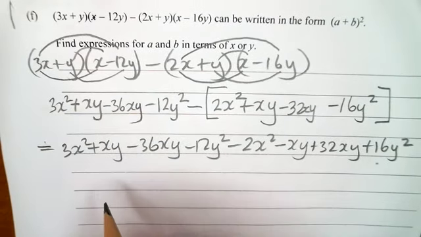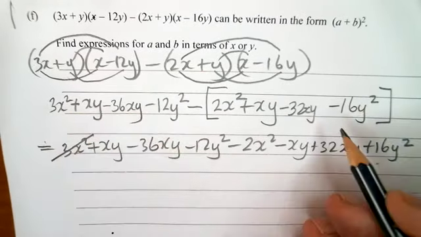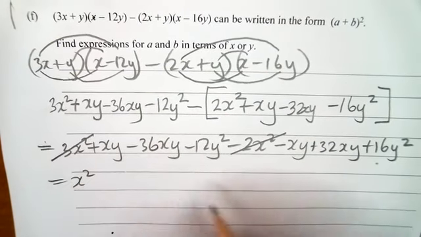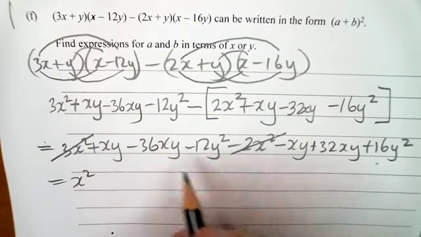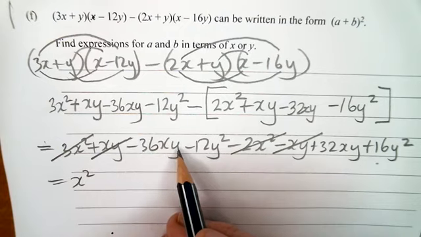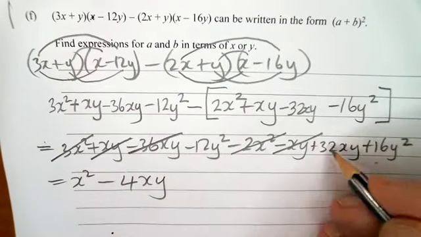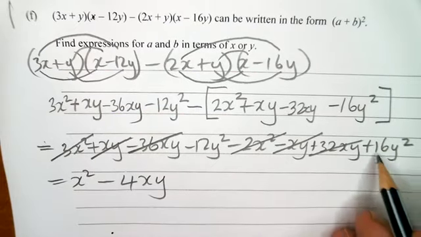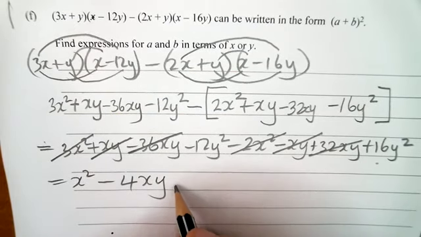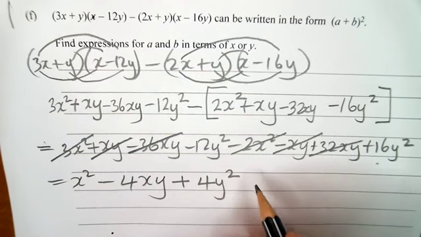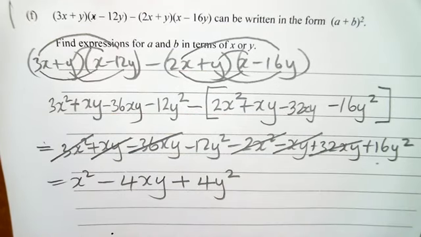So first of all, I can see I've got a 3x squared and a negative 2x squared just comes to an x squared. There it is. I've got an xy and a minus xy. That's handy. I've got a 32xy and a minus 36xy comes to a minus 4xy. So I sort of cross those out. Then I've got a 16y squared minus 12y squared, which is going to be a plus 4y squared. All right, that looks good.